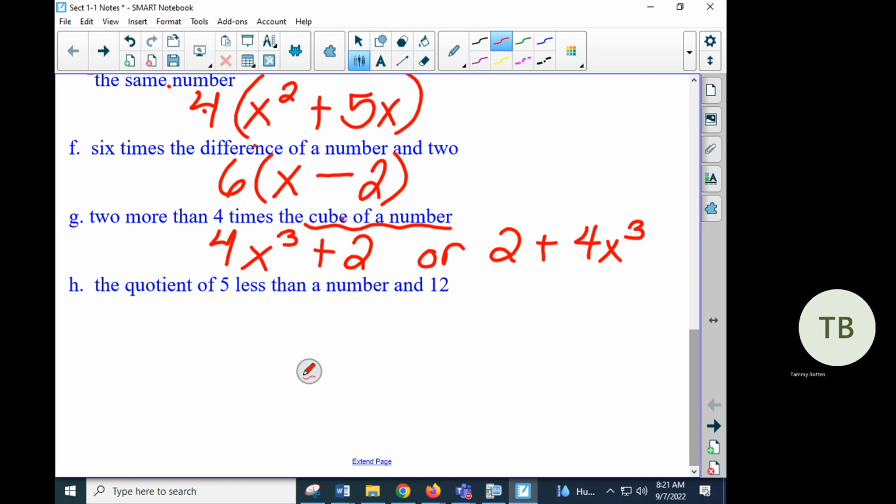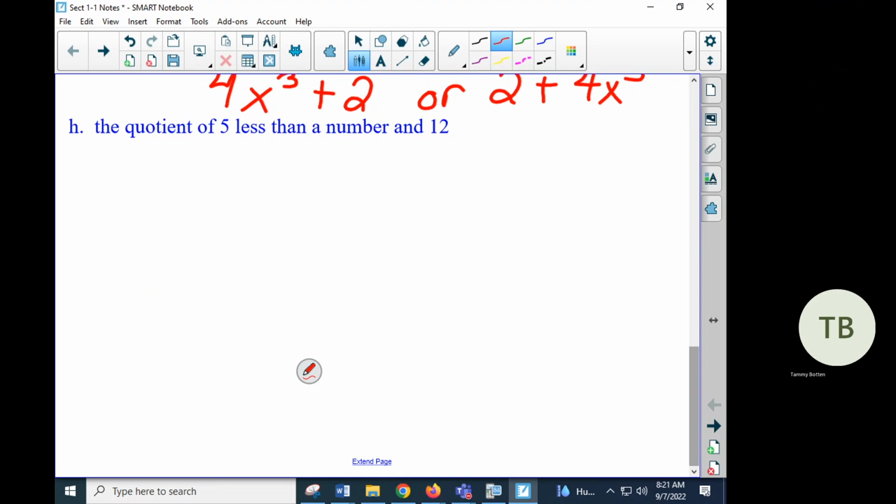Okay. The quotient, what does quotient mean? Division. So when I know I have division, I draw a line right away, okay? And it says the quotient of 5 less than a number. So let's start there. How would I do 5 less than a number? Yes, the number minus 5. Whenever it's less than, you always have the minus 5 at the end.